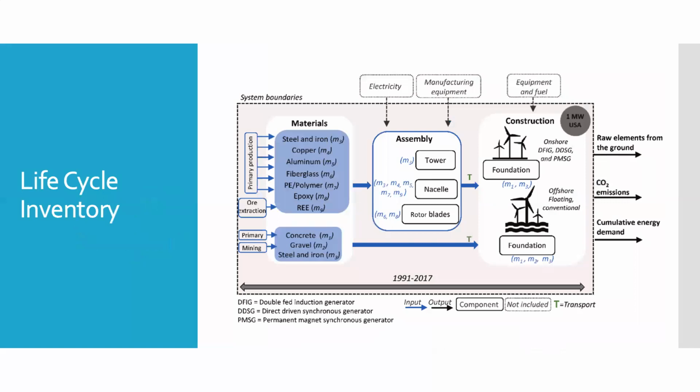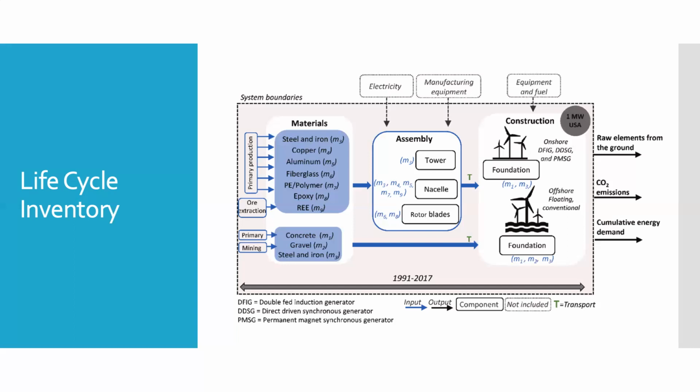All right, so the overall goal of this work is to evaluate the material requirement associated with the large-scale deployment of wind energy in the United States and the rest of the world. And so if you can see in this life cycle inventory here, we're looking at the specific materials needed for the entire assembly. So we're looking at the tower, the nacelle, the rotor, and the foundation of both offshore and onshore wind turbines. And so the specific materials needed are steel and iron, copper, aluminum, fiberglass, polymer, epoxy, and rare earth metals. And also additionally concrete, gravel, and steel and iron for the foundation.